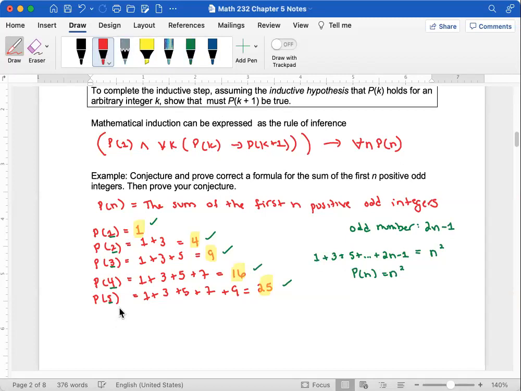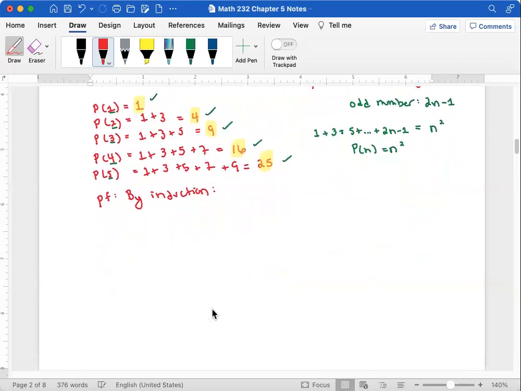Okay, let's prove it now. Let's prove that it works. Okay, let me erase. There we go. Proof. Again, I'm going to just say that I'm doing induction, so anyone seeing this will know what I'm doing, the steps I'm taking. Okay, step one. We're going to show it's true for P of 1. So P of 1 is the first odd integer, which is 1. And when I do 1 squared, it comes out to 1. So boom, it works. First step done.